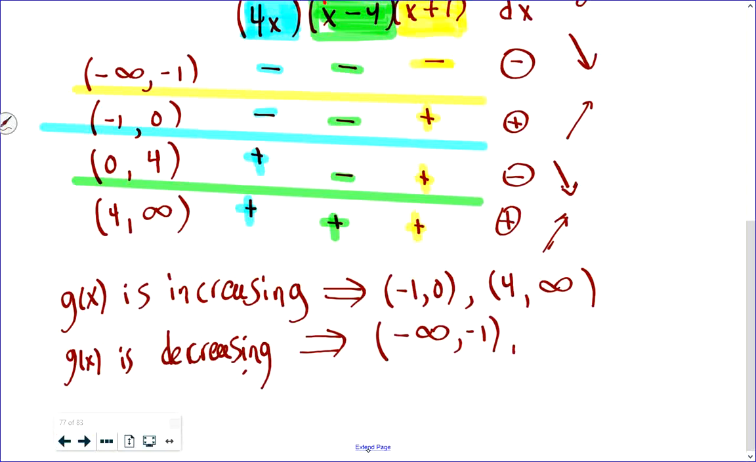And I'm not using the union symbol. I guess I could, but I decided not to for some reason. And 0 to 4. And these are all round brackets because we don't want to include the square brackets, because the square brackets would include the critical values of x, which is where the function is not increasing or decreasing. It has a derivative equal to 0. Any questions with C?